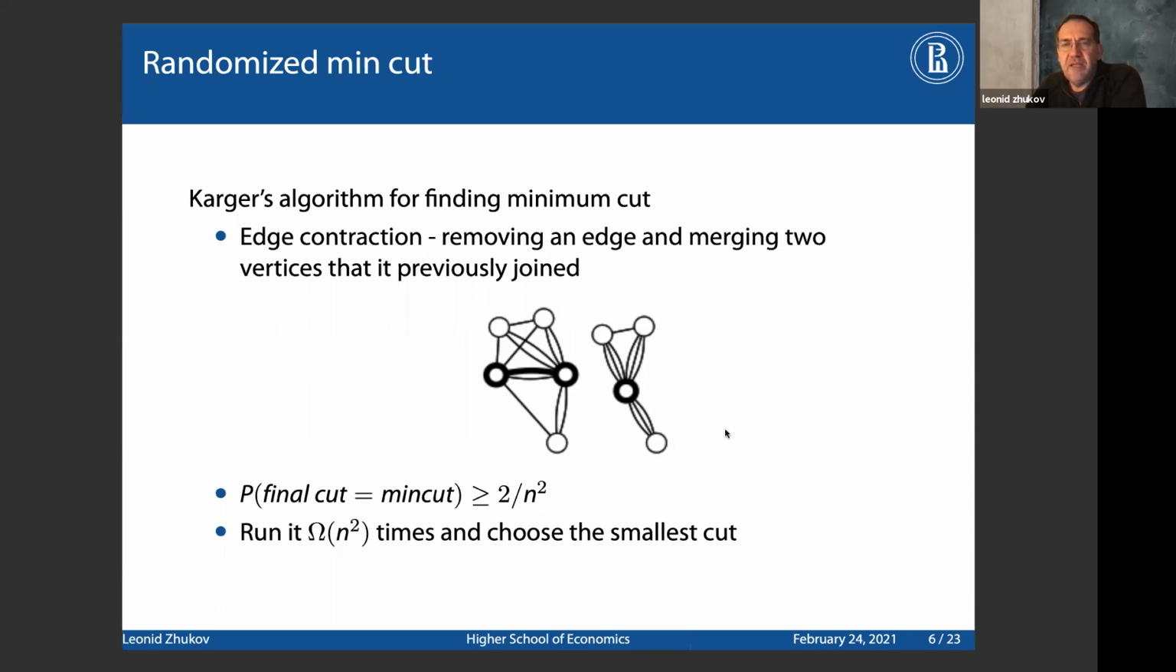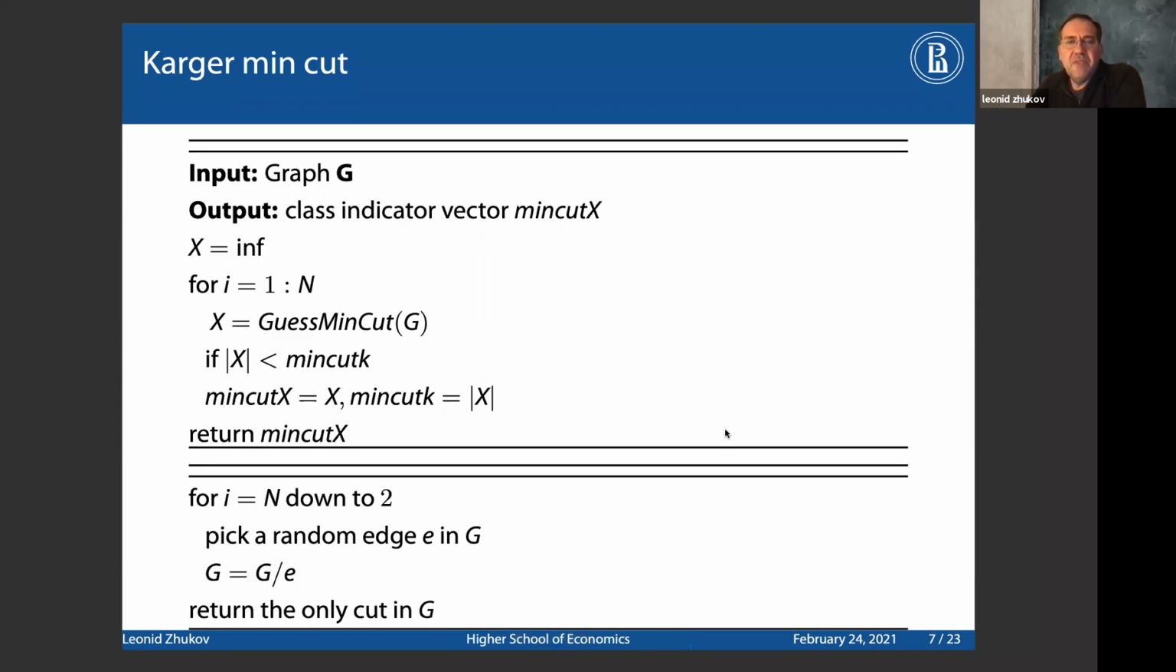So what does the algorithm itself look like? The algorithm is the following. You go through multiple iterations, and on each of them you pick your min cut, and then across all the iterations, you select the one that is optimal. The process of guessing the min cut is just as we described. You pick a random edge and you contract it. Then you return the pair of nodes that is left, and you calculate the value of that cut.